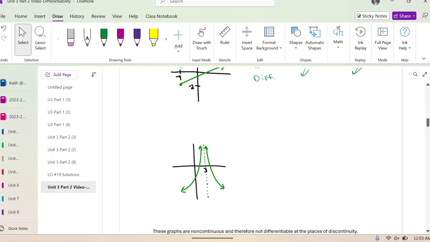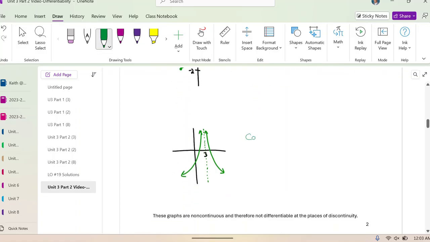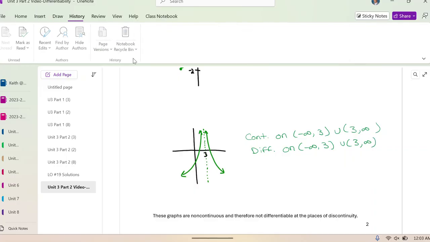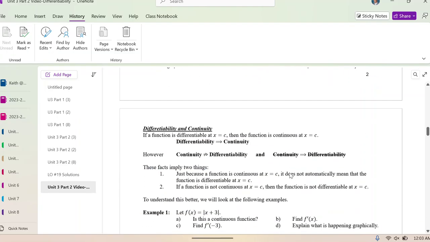Another example of that is here there's an asymptote, so it's continuous on the interval from negative infinity to 3, and union 3 to infinity, and it's differentiable at the same interval, right? Because if it's not continuous at a point, then it's also not differentiable. Right? That's what this is saying here, that they're not continuous and therefore not differentiable at the places of discontinuity.